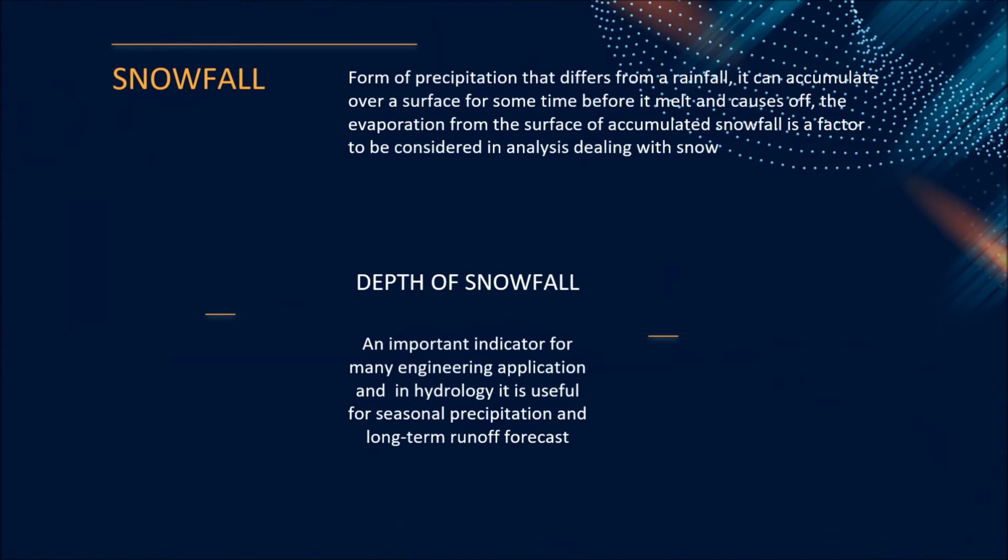So for the next one we are going to measure is the snowfall. It is a form of precipitation that differs from rainfall. It can accumulate over a surface for some time before it melts and runs off. The evaporation of the surface of accumulated snowfall is a factor to be considered in analysis dealing with snow. The depth of the snowfall is an important indicator for many engineering applications, and in hydrology, it is useful for seasonal precipitation and long-term runoff forecasts.